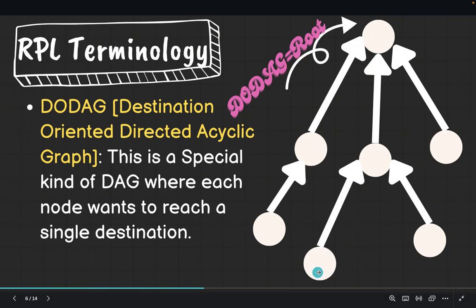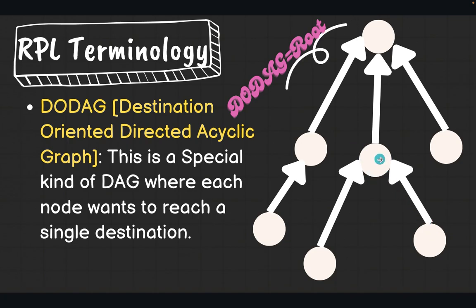If I take this node, it is taking the path from this node to this node and this node to this node. And if I take this node, it is taking the path from this node to this particular node and from this particular node to this node. And if I take this particular node, it is moving towards the root node. So here DODAG is nothing but the root node. This is a special kind of DAG where each node in the network takes the path to reach the single destination, that is called DODAG.